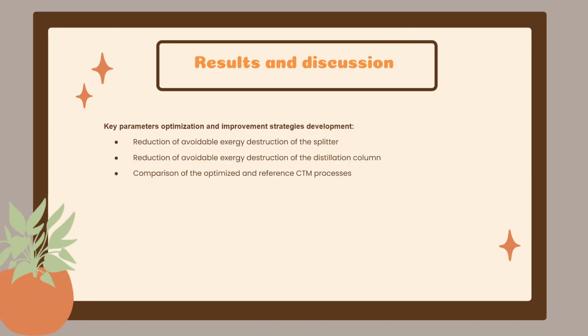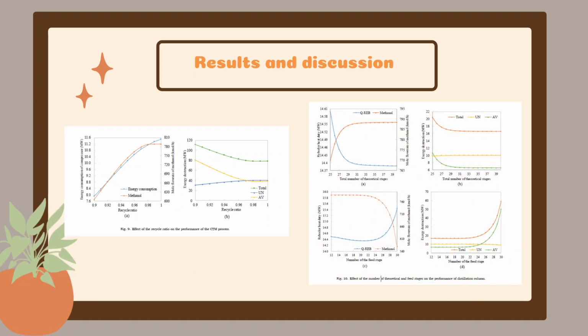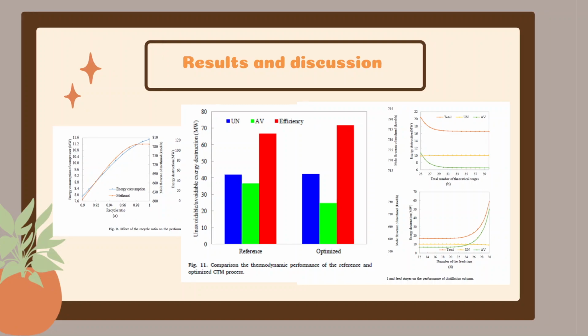Here we can see two graphical representations of the results showing the effect of the recycle ratio on the performance of the CTM process and the effect of the number of theoretical and feed stages on the performance of the distillation column. And this bar chart shows the comparison of the thermodynamic performance of the reference and optimized CTM process.